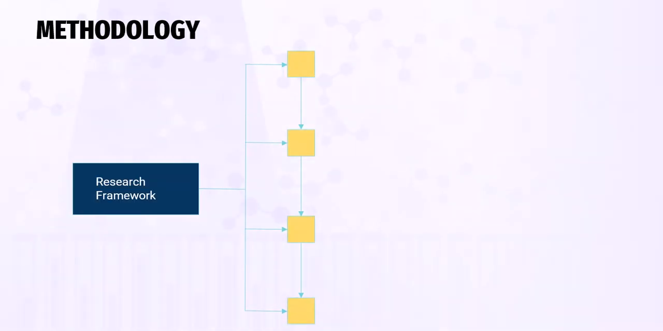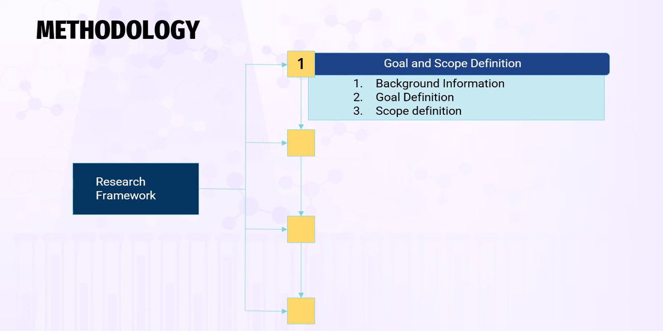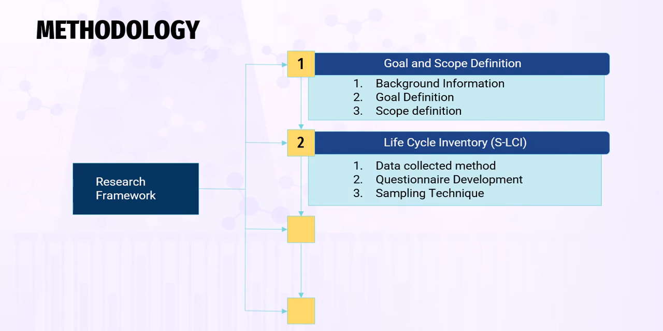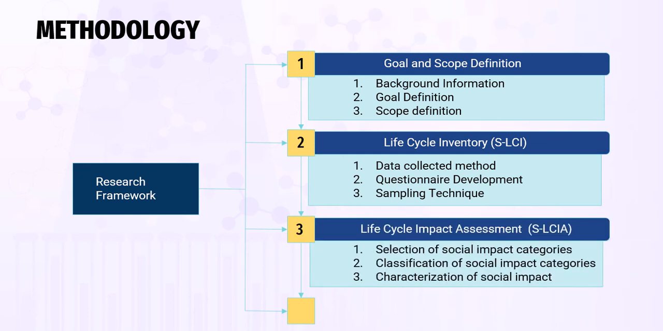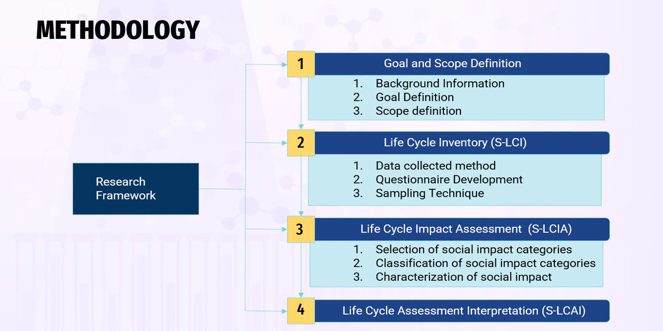Next, for the methodology. So here is the research framework for this study, which consists of 4 phases of LCA, starting with the goal and scope definition, which consists of background information, goal definition and scope definition. For the second phase, which is life cycle inventory, it is regarding the data collection method, questionnaire development, and sampling technique. The third one, which is life cycle impact assessment, includes the selection of social impact categories and characterization of social impact. And the last phase is the life cycle assessment interpretation.